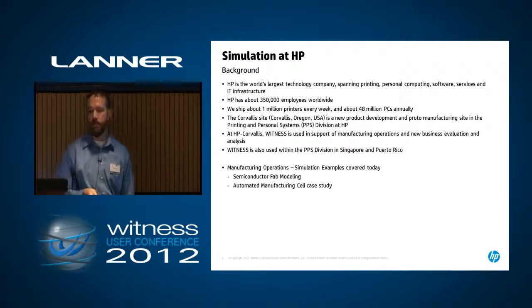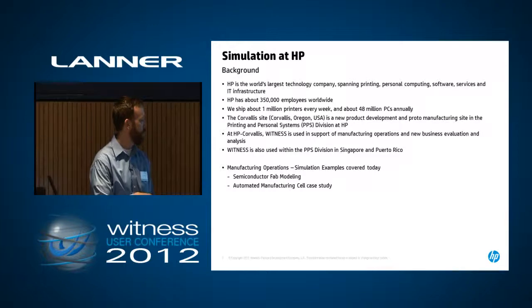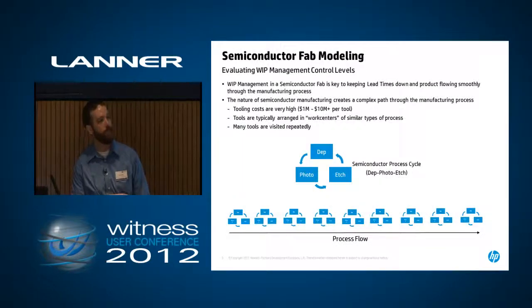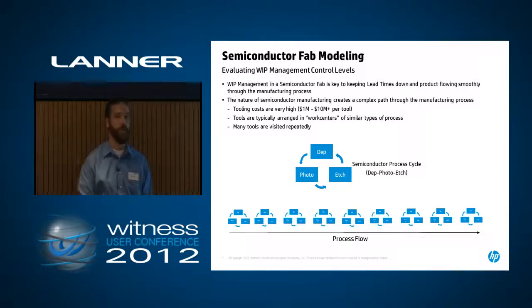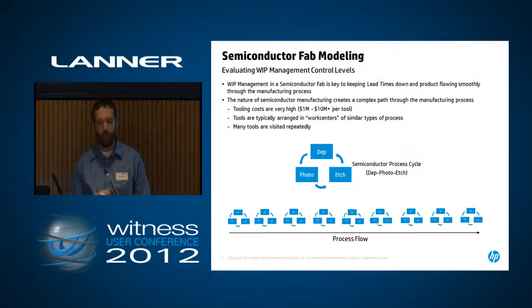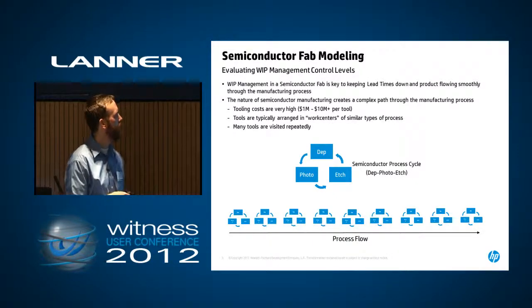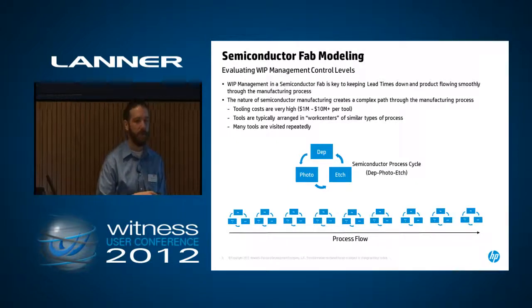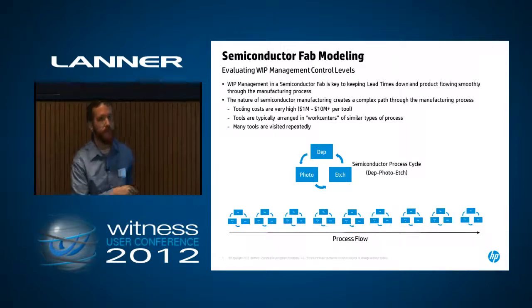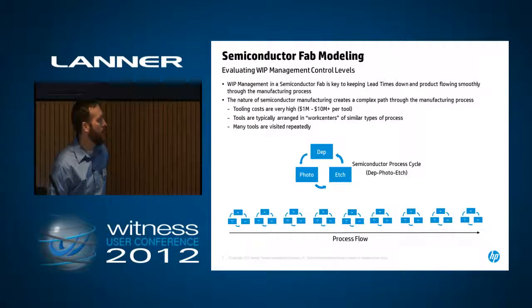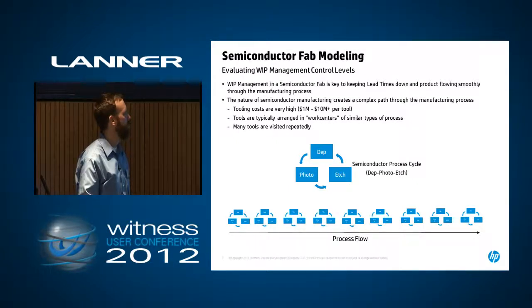So today, I'm going to talk about two simulation examples. The first one's a semiconductor fab model, and the second one is going to be an automated manufacturing cell in one of our production facilities. The semiconductor fab model I built was used to evaluate WIP management control levels. But first, a little bit of background on semiconductor manufacturing, in case you're not familiar with it, and why WIP management is so critical in semiconductor.